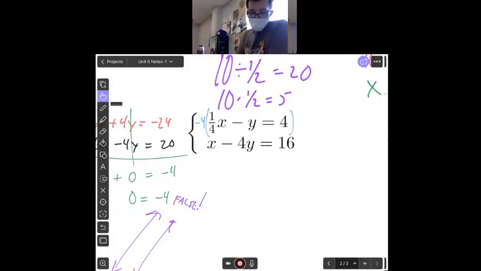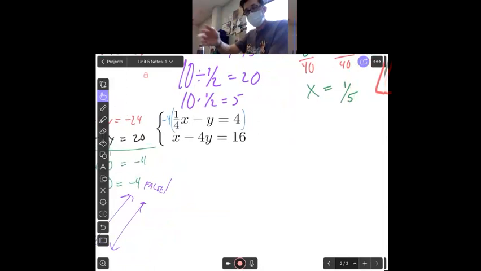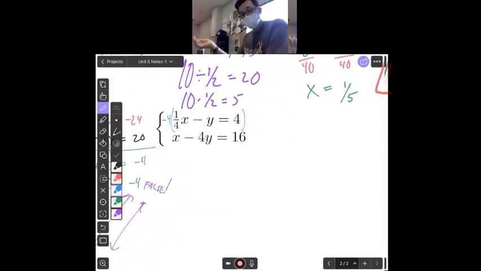The easiest thing to do when you're doing these is to make a misstep on your distribution. So just really be careful about that. -4 times positive 1/4 would be -1x. And -4 times -y would be positive 4y. -4 times -4 would be -16.